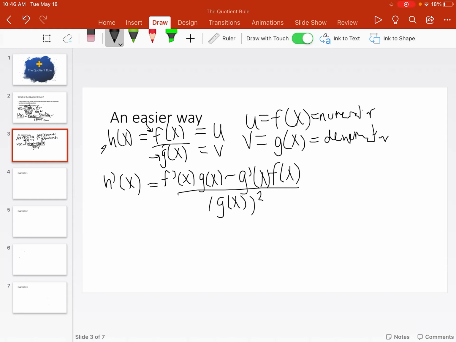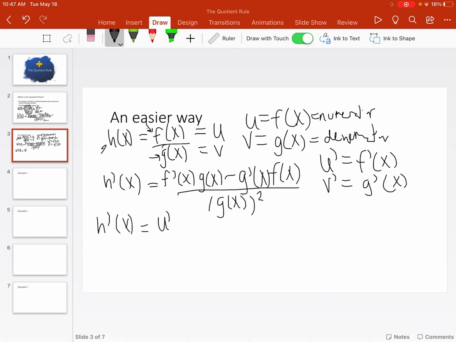So what's u prime? Well, let's find u prime. We need u prime. Well, u prime is f prime of x. And v prime is g prime of x. So let's sub that all in. We got all our pieces of the puzzle. Let's substitute them all in. Well, we got h prime of x. So what's f prime of x? Well, f prime of x is just u prime. g of x is just v. You got minus. What's g prime of x? Well, g prime of x is just v prime.